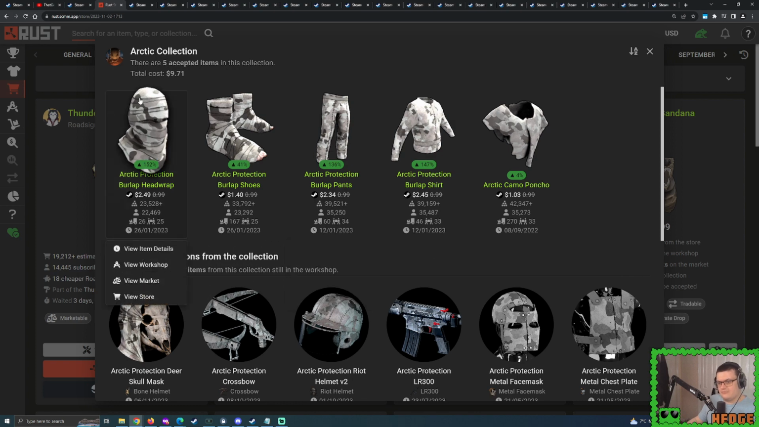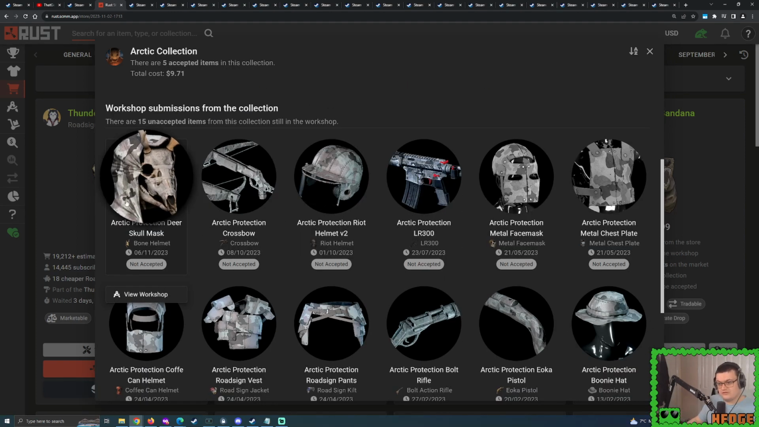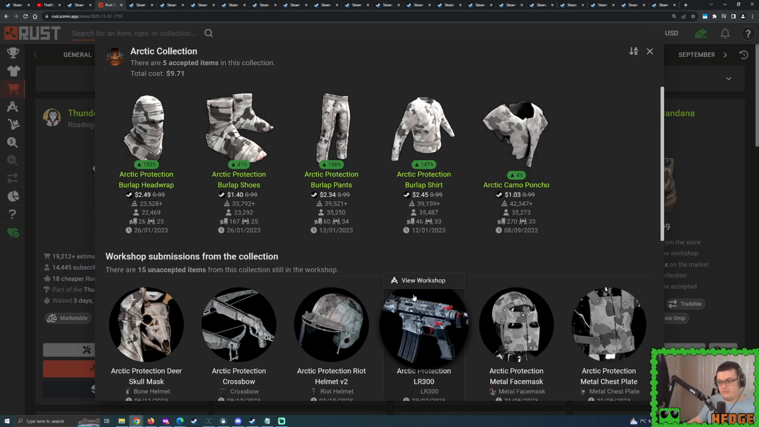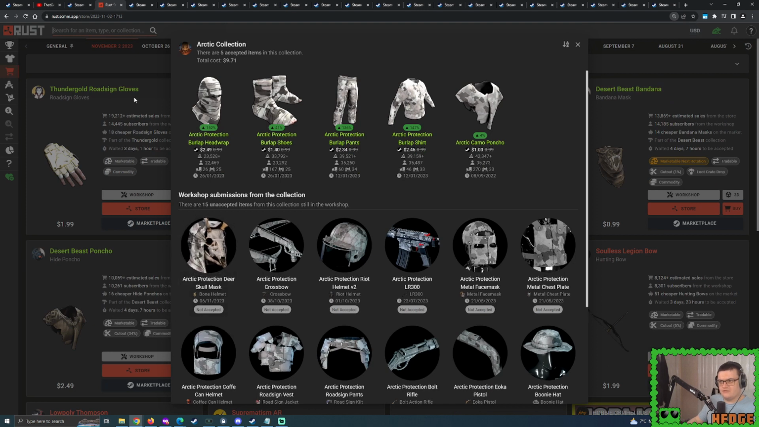Maybe you'd rather use the burlap head wrap. Maybe you might want to use the skull mask instead. We shall see. But this collection's definitely something to keep an eye on, right? What's this going to look like in January time? I'm pretty sure it's going to be looking a whole lot better. So it's a consideration by default. But yes, I do believe that would give it a nice bit of a boost.